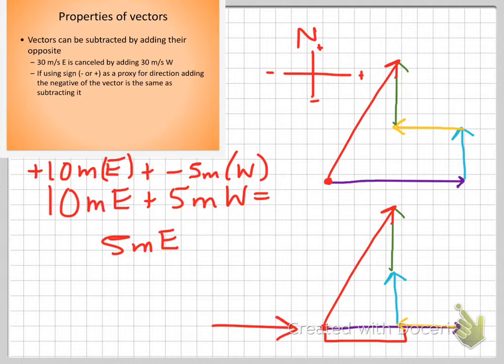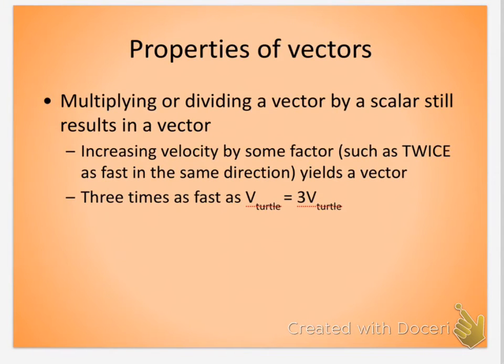Make sense? One of the cool things about vector properties, or vector quantities, you can multiply and divide vectors, you still have a vector. So velocity is a great example. If you double your velocity, you're now going 2v.